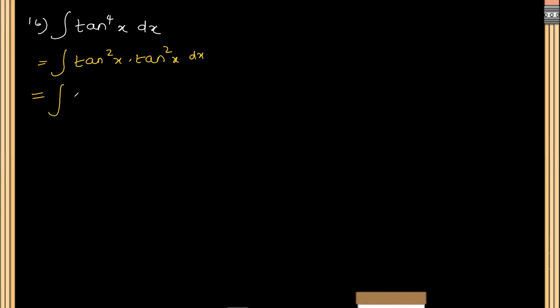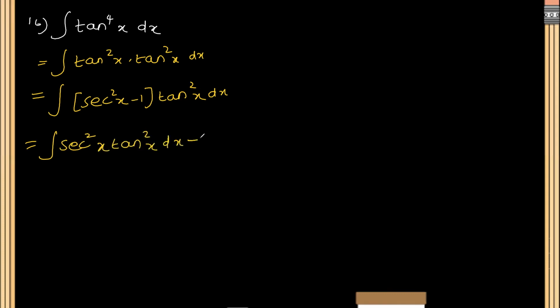Question number 16. Integral of tan power 4 x dx. As usual, first and foremost, we try to write this as tan square x into tan square x dx, and we use the trigonometric identity for one term of tan square x, that is secant square x minus 1, multiplied by tan square x inside. We split it into two integrals. So integral secant square x tan square x dx minus integral tan square x dx.